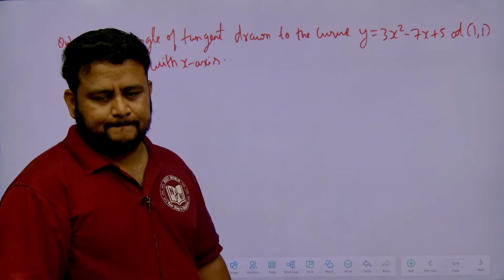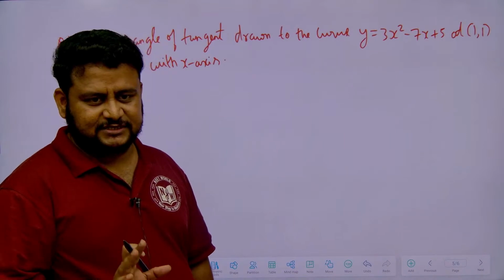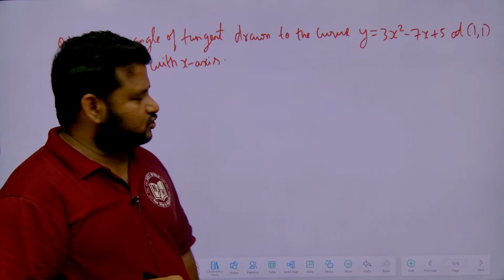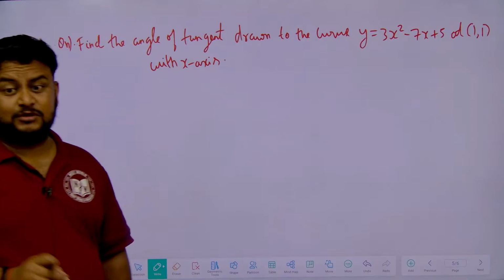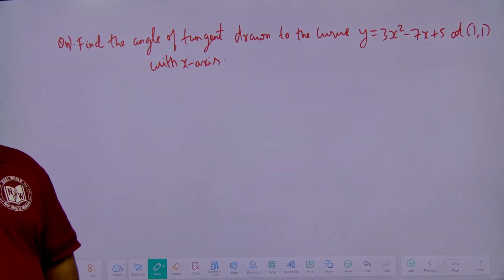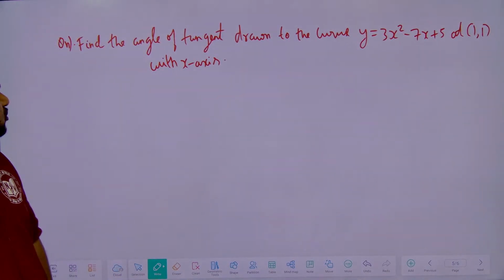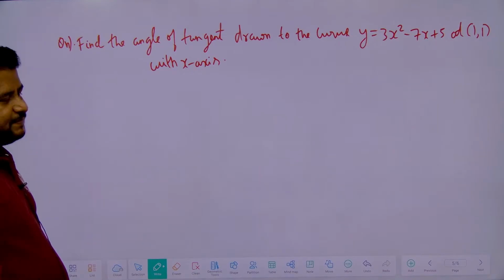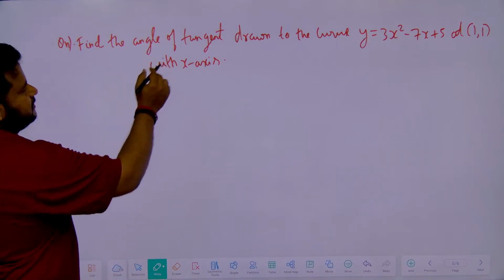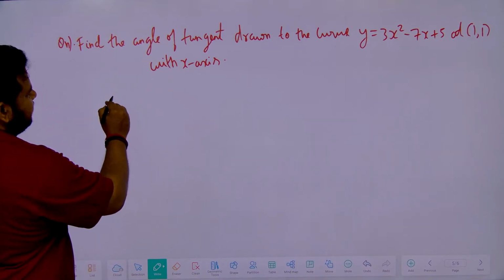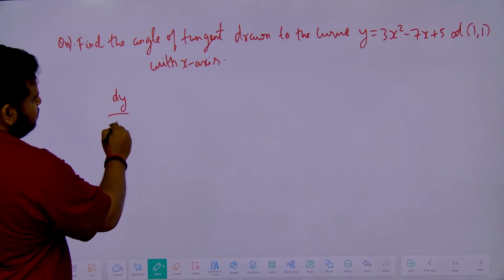Slope. Always with the x-axis only we consider slope, not with the y-axis. So the angle of the tangent with the positive direction of the x-axis is called slope. Here they have given a curve, so we have to find dy by dx at the point (1, 1). Then we will get the angle. Slope we will get from dy by dx.